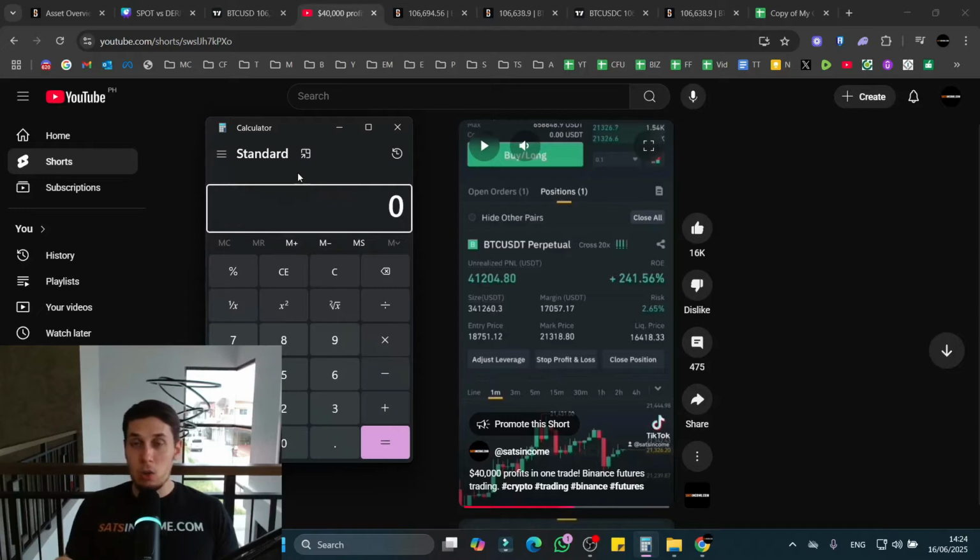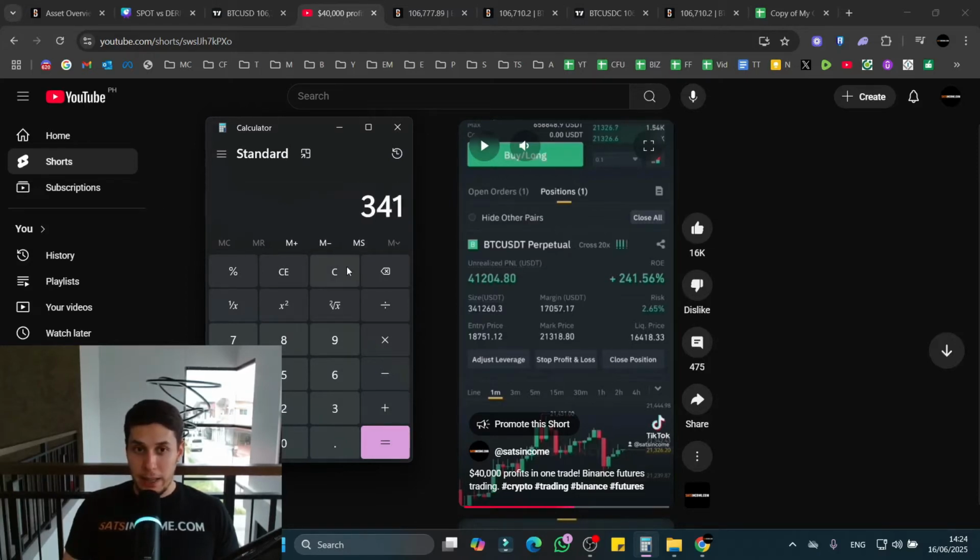Let's say that the trade goes in my favor 5%. If I trade without leverage, if I trade spot basically, I can only enter a maximum of $17,000. I can put a maximum of $17,000 on this trade because I cannot use leverage. So $17,000 times 5%, that's $850 profit, right? So the trade goes in my favor 5%, I made $850.